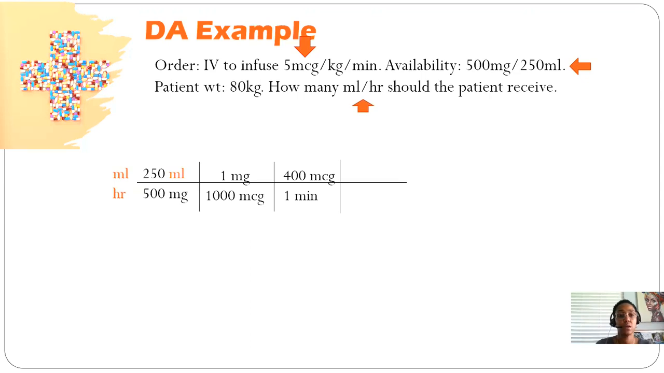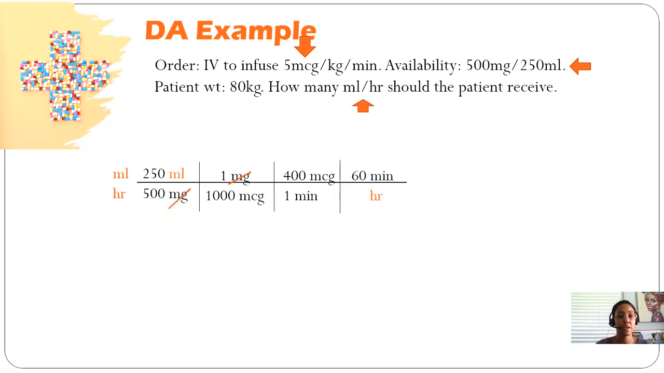So are we done? We need mLs per hour. We don't have any units that say hour. So our next is another conversion factor. We're going to switch minutes to hours. So 60 minutes equals 1 hour.